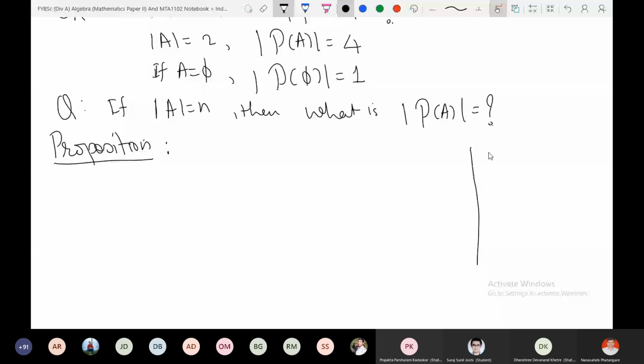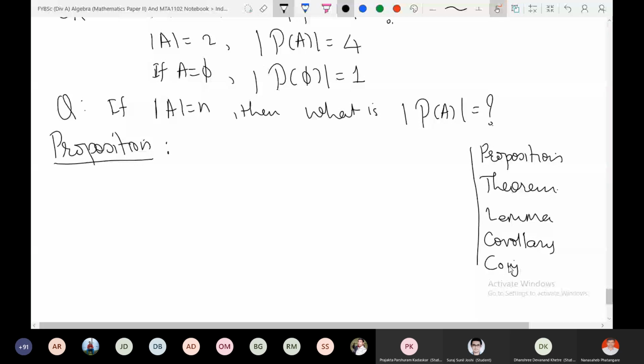Proposition, theorem, lemma, then corollary, then conjecture. Conjecture. So what is a proposition? A proposition is a statement whose proof is known, but not a very big theorem or big statement, big result. A theorem is a big statement or big result whose proof is known.